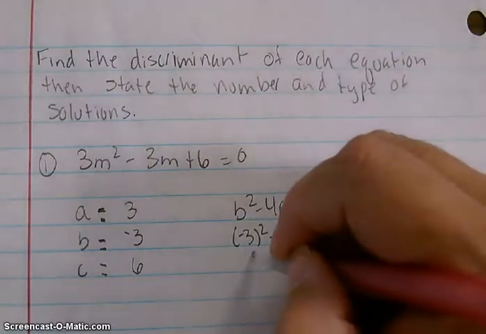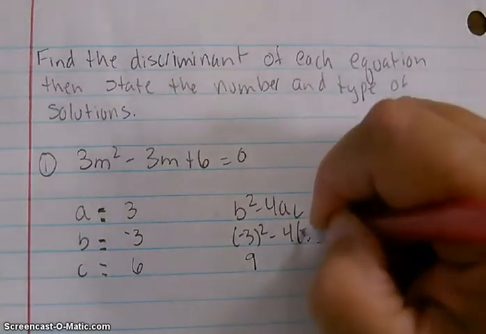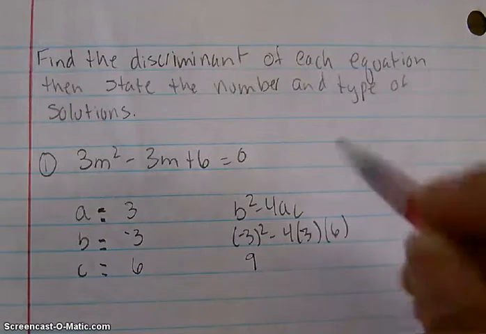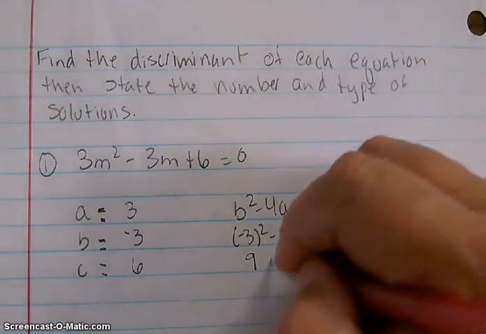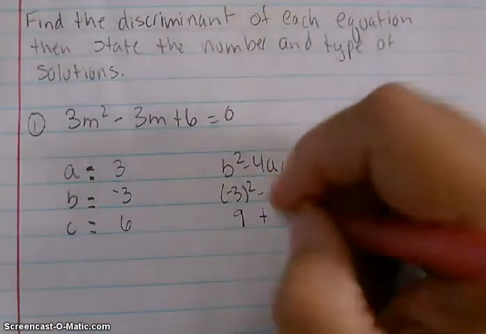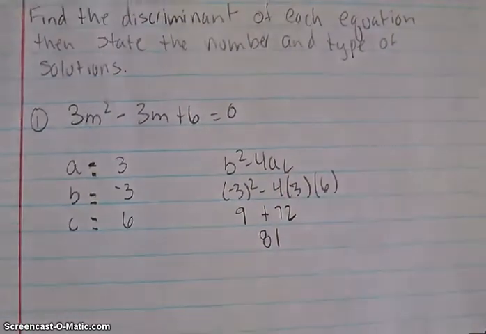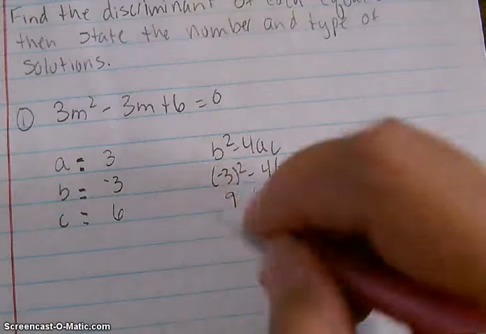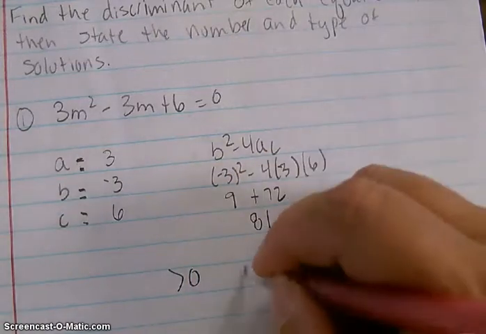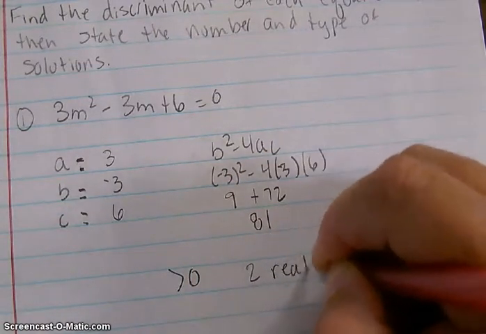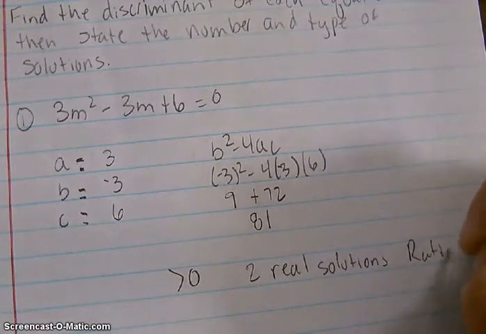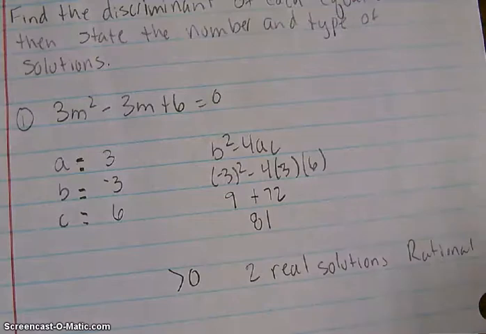Negative 3 squared is positive 9. Negative 4 times 3 is negative 12, and negative 12 times positive 6 would be negative 72... And then I add these together and I get 81. So my discriminant value is 81. If I remember from my notes, if I have a discriminant greater than 0, I have two real solutions, and these are going to be rational solutions because 81 is a perfect square.